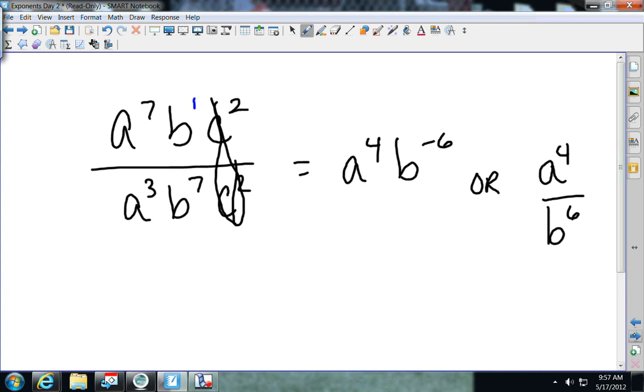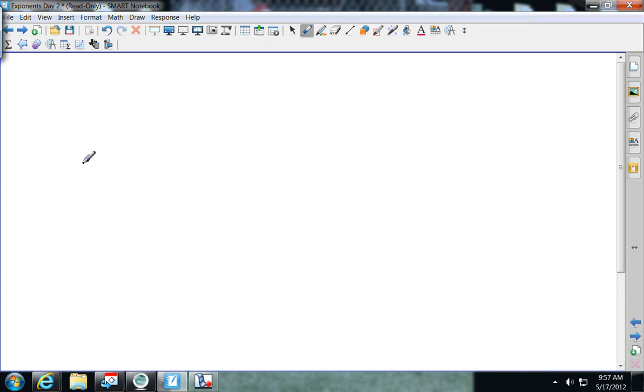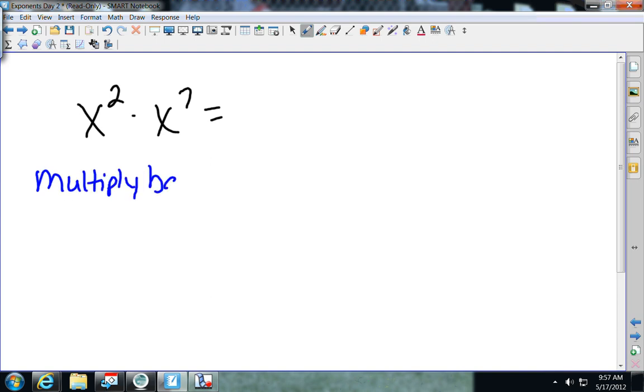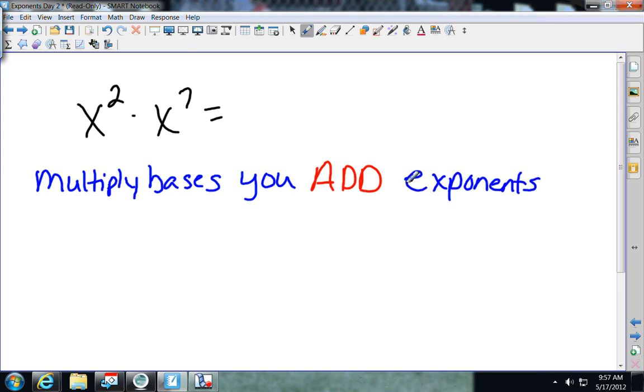Okay, let me just do a recap real quick. When you are multiplying the bases, you add the exponents. So I have x, and what I'm doing is taking 2 plus 7, which gives me x to the ninth.